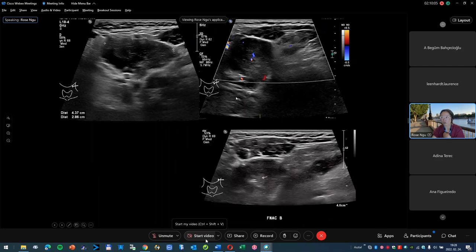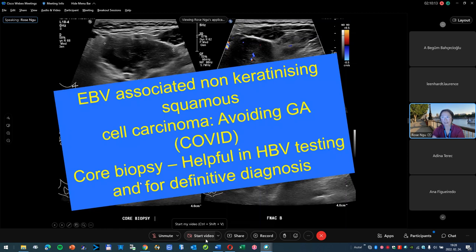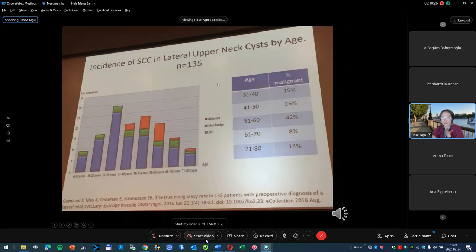This is another patient. And here, when we perform an FNA, if we don't get enough cells or we need more cells and we want proof, we can do a core biopsy. And what is really helpful since COVID is to avoid GA, we do a core biopsy to test for HPV testing. And that's helped in the staging of the patient and their management. This was a slide that a colleague gave me, and you could see the incidence of SCC in the lateral upper neck compartment. It rises from the age of 30 upwards, surprisingly dropping after the age of 60, okay?